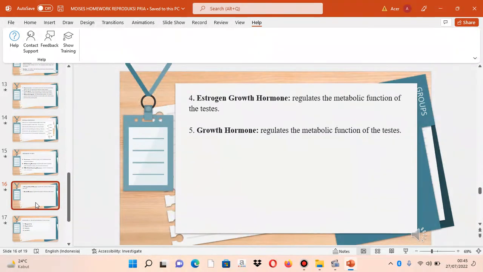The fourth is the estrogen hormone. The estrogen hormone regulates the metabolic function of the testes. The fifth, growth hormone, regulates the metabolic function of the testes.